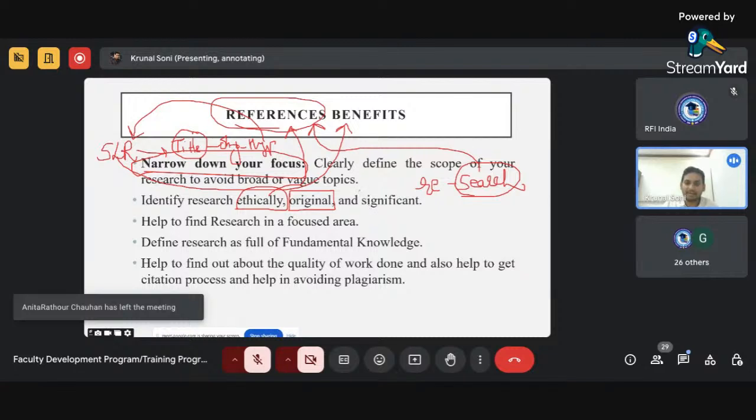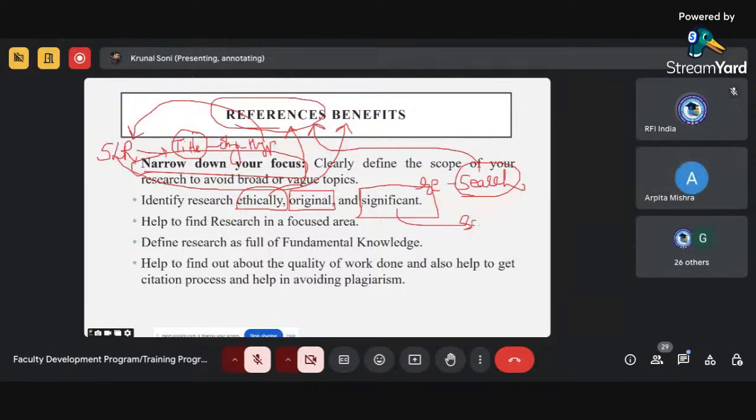And at the last, references will also help you prove the significance in terms of the society, how it is going to be helpful to the society, because the importance of the previous research has already been established through the references. So out of this, what extra things you are finding out in your research, that's where you can prove your research to be significant to the society. I hope I'm making sense.